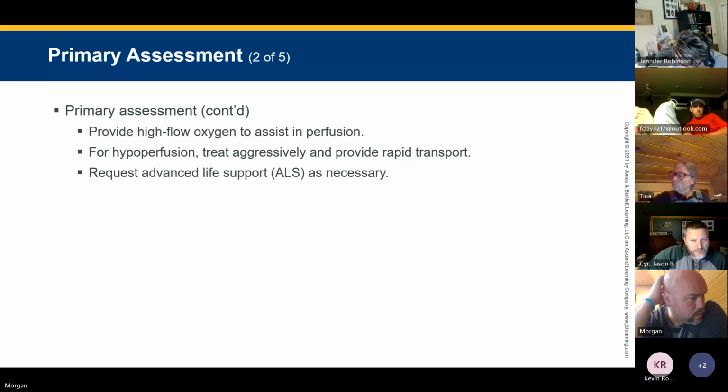So there's what you're going to do to pass the test. Yes, high flow oxygen, as I said, provide high flow oxygen via non-rebreather to assist in perfusion. But how is the patient perfusing? Skin color, temperature. If there's inadequate breathing, if we're doing a practical, we're going to say we're going to provide high flow oxygen to assist the perfusion. But I don't want you to get confused.